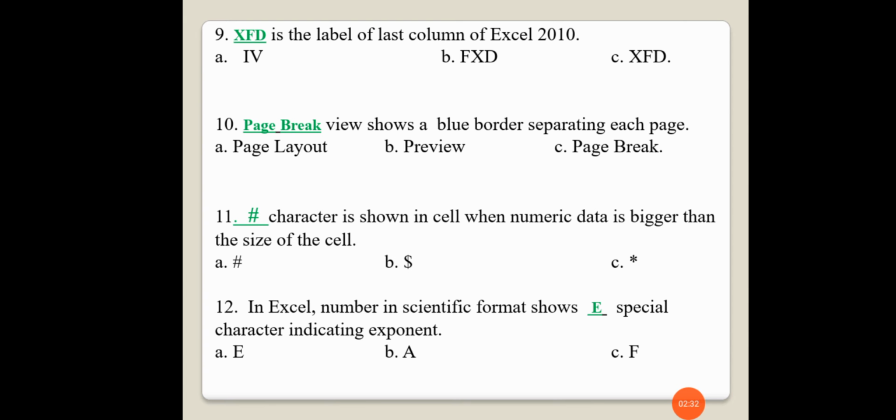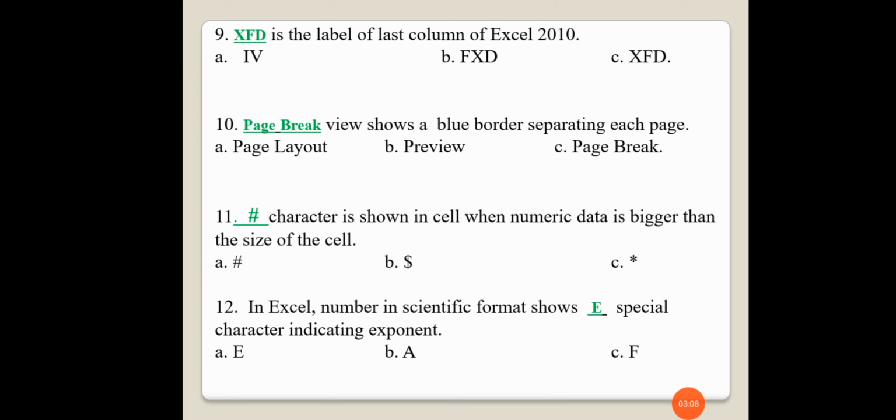Ninth one, dash is the label of the last column of Excel 2010. So options are A IV, B FXD, C XFD. So answer is XFD. It is the last column name of the Excel. Okay. Question 10. Dash view shows a blue border separating each page. Options are A page layout, B preview, C page break. So answer is page break here.